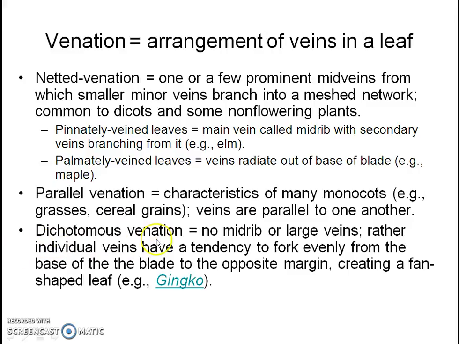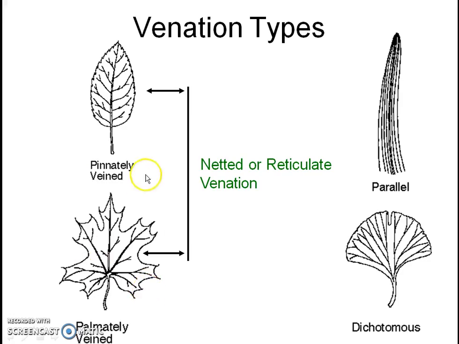The next type is dichotomous venation. Here, rather than a midrib or large veins, individual veins have a tendency to fork evenly from the base of the blade to the opposite margin, creating a fan-shaped leaf. Example, ginkgo. These are a few structures showing venation types.